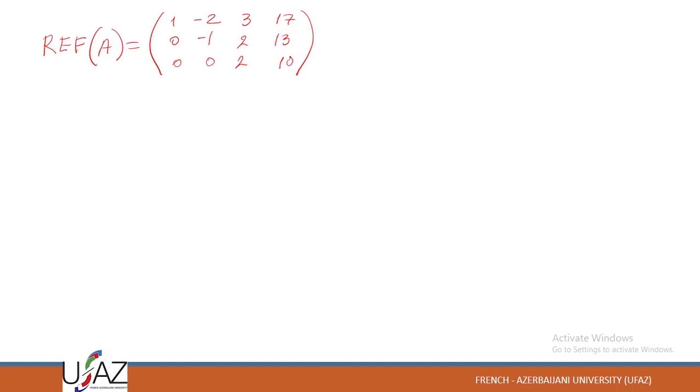(1, -2, 3, 17, 0, -1, 2, 13, 0, 0, 2, 10). This one. And then we find the reduced row echelon form of this matrix. Let's use the notation B prime for the last column of the new augmented matrix: 4, 5, 8. To find the reduced row echelon form, we will use the corresponding elementary operations. As I said at the beginning, we must apply these elementary operations to the new augmented matrix. This one.